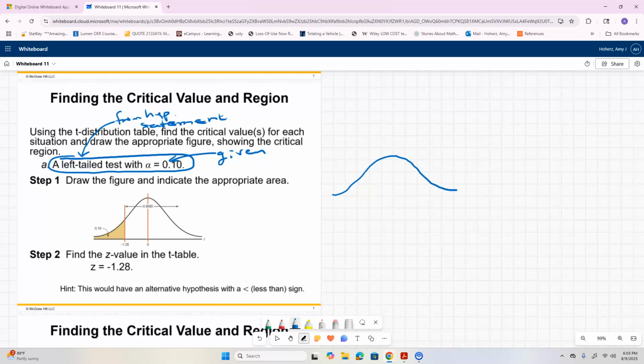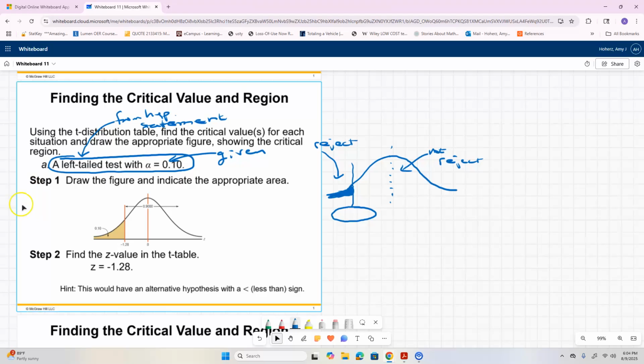So draw yourself a little normal curve. We know it's left-tailed, so that means the mean's going to be in the middle, and then we're going to have only the left tail. So there's going to be a left tail here. And we're going to be finding a critical value right here. That critical value will tell us everything to the left here is our rejection region, and everything over here is our not reject. So it's telling us where's our reject and where's our not reject.